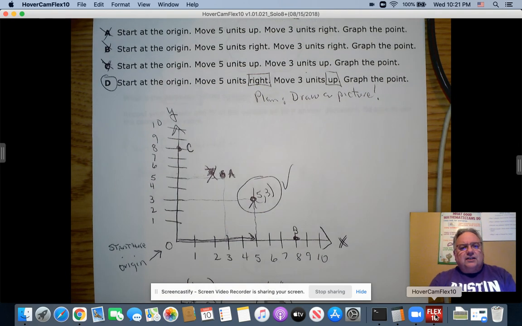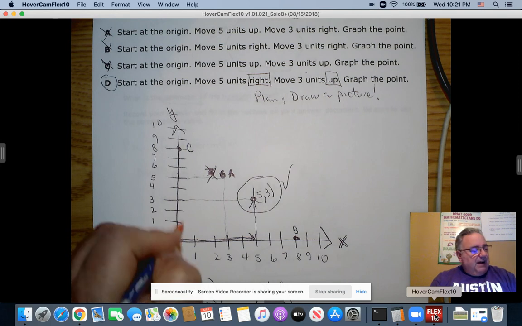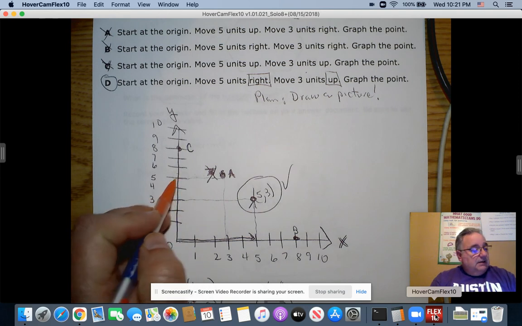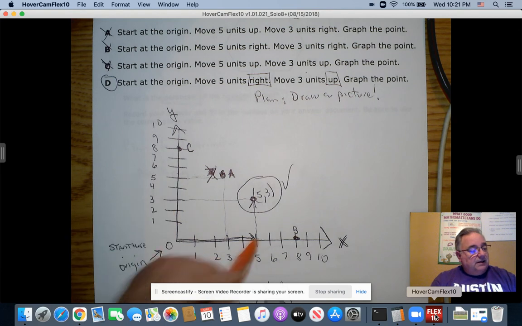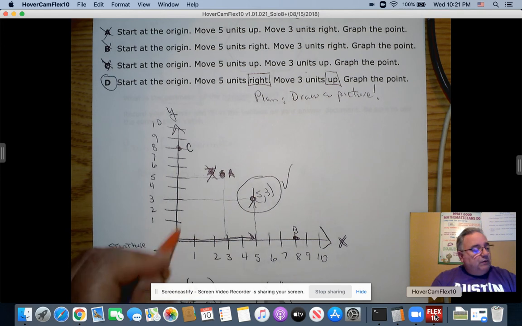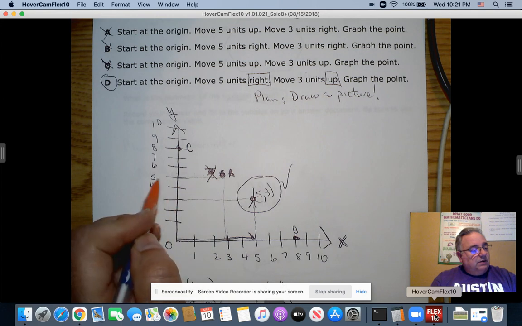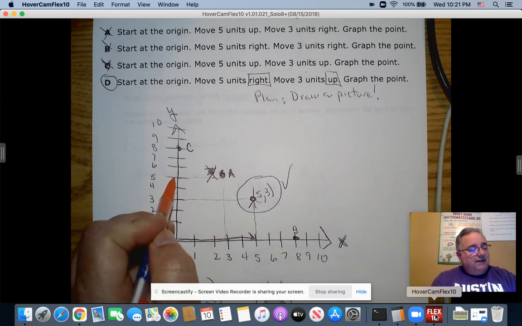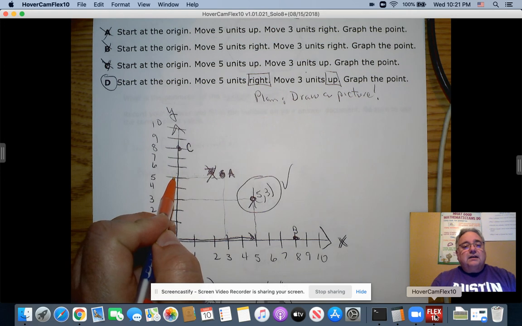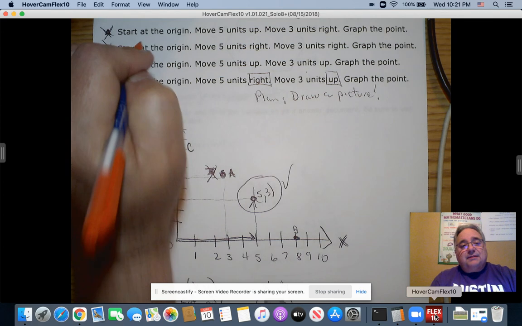They said start at the origin. So they started at the origin. They went up 5 steps, or they moved up 5 steps and then moved to the right 3 steps. So if X is first, that's 3 and then 5 for Y. So that is a process of elimination. So I started eliminating them.